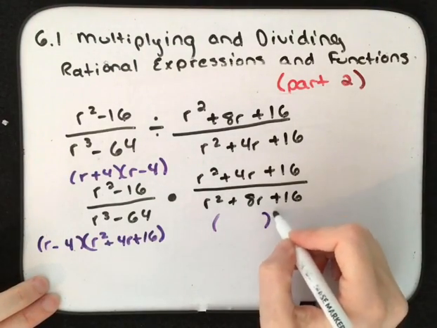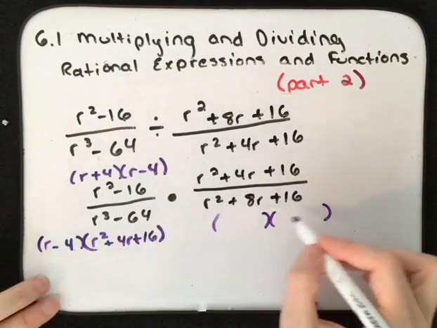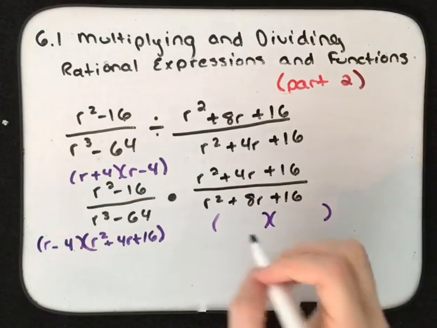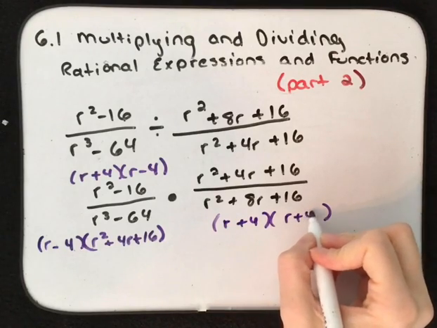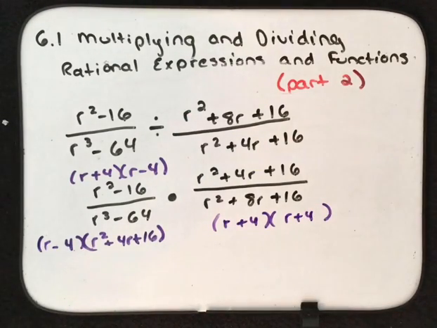So let's try the bottom right here. R squared plus 8r plus 16. I need two numbers that multiply to 16 and add to 8. So how about r plus 4 and r plus 4? So let's clean this up a bit. Let's look to the numerator and the denominator and see what we have that might be able to cancel.